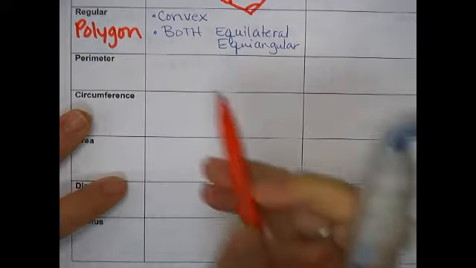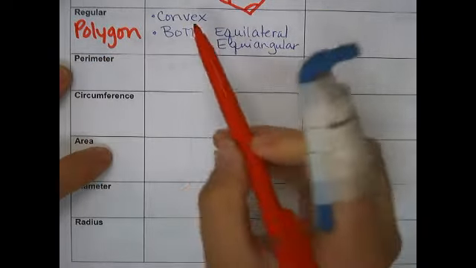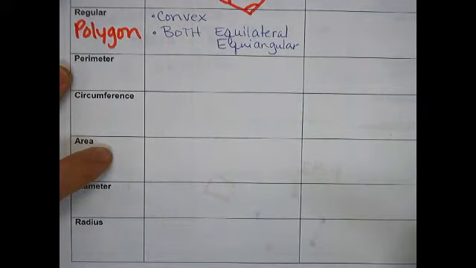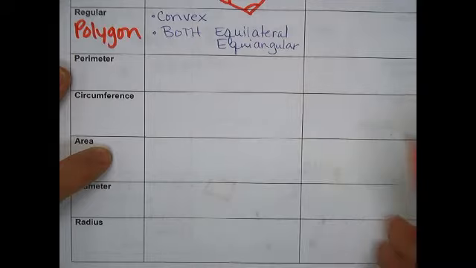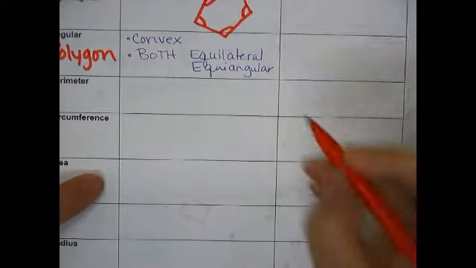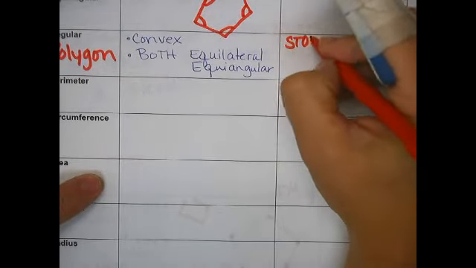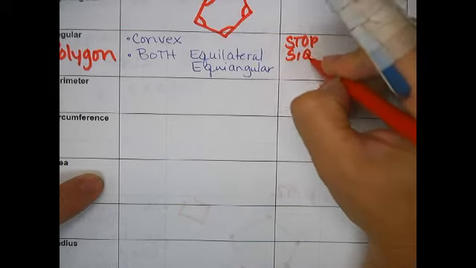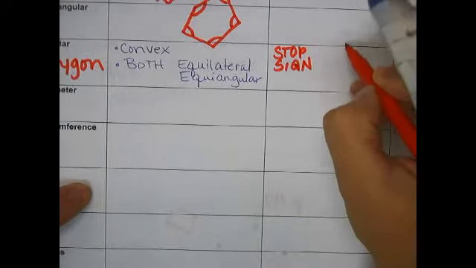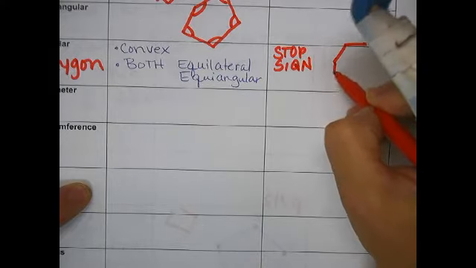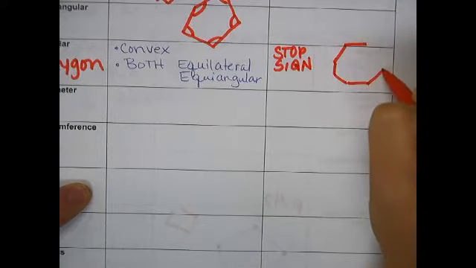And then we're going on to the concept of a regular polygon. A regular polygon has a couple criteria. A polygon's regular, number one, it has to be convex. And it has to be both equilateral and equiangular. So a stop sign is your classic case of a regular polygon.